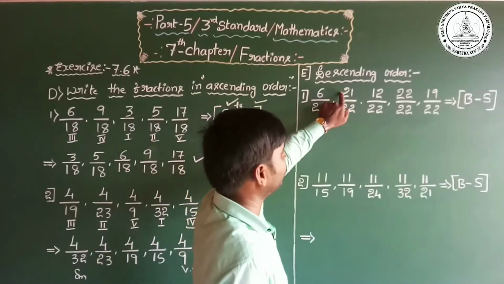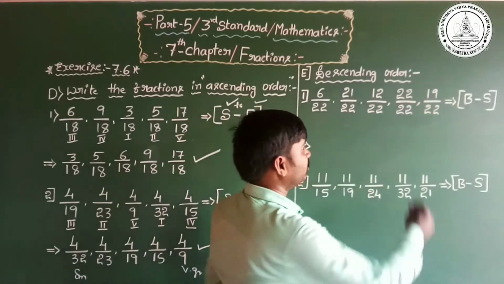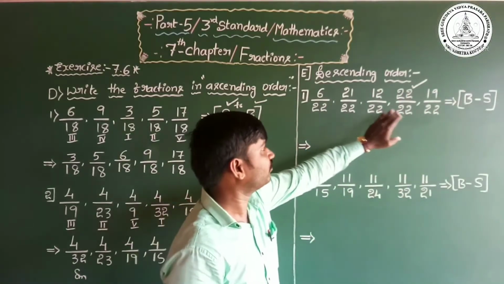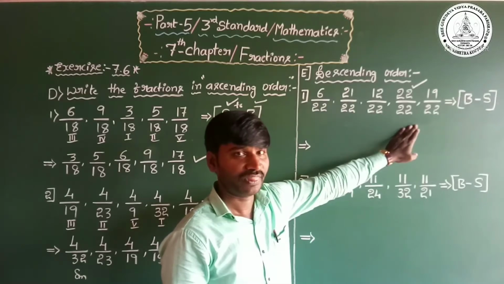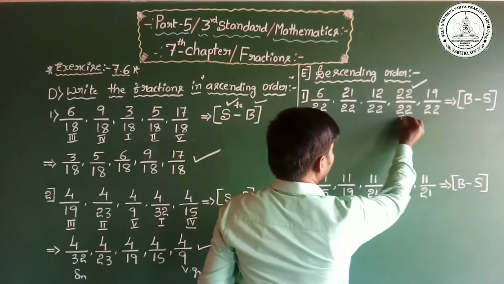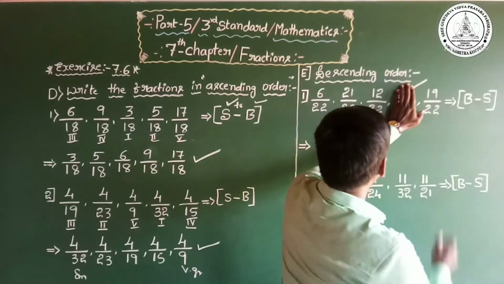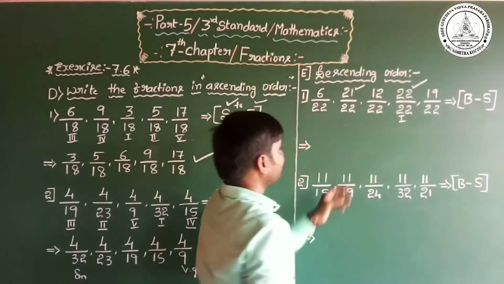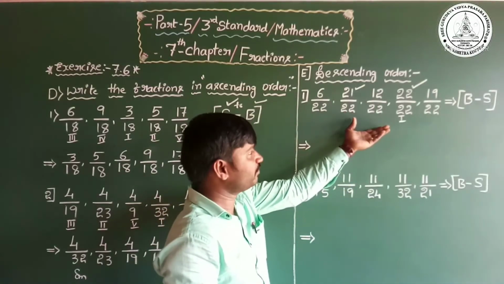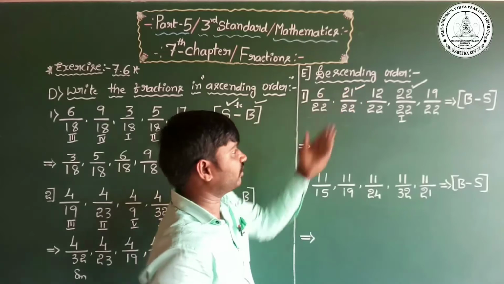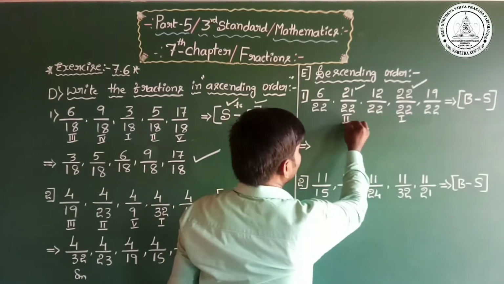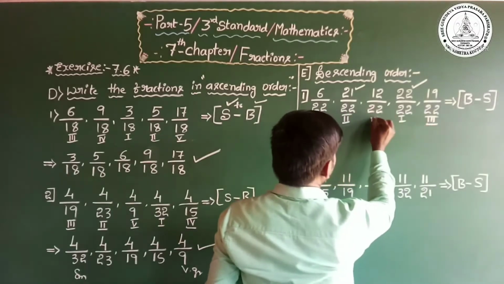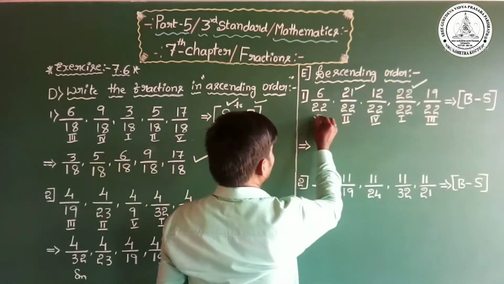Here this is 6, here 21, 12, 22, 19. Here 22 is the greatest. So 22 by 22 is the greater fraction compared to the other fractions. So you take this one first. The next, neglect this and compare the other fractions, which is greater. Yes, 21, because the denominators are the same, you identify the numerators. This you take second. Yes, 19 is third. The next 12 is fourth. The next 6 is fifth.